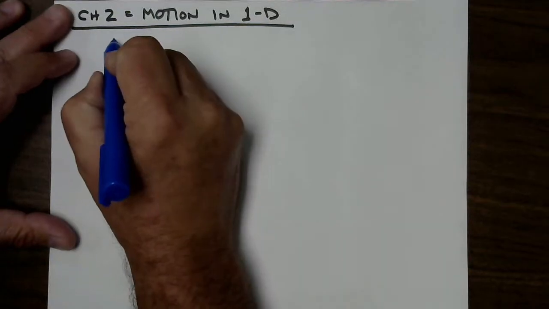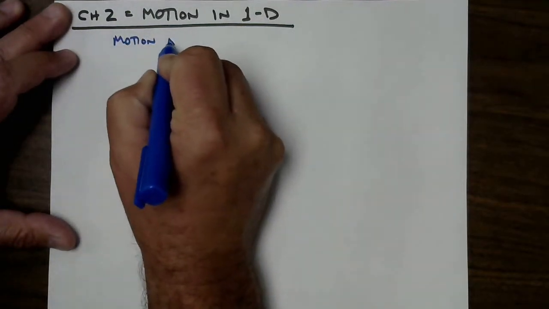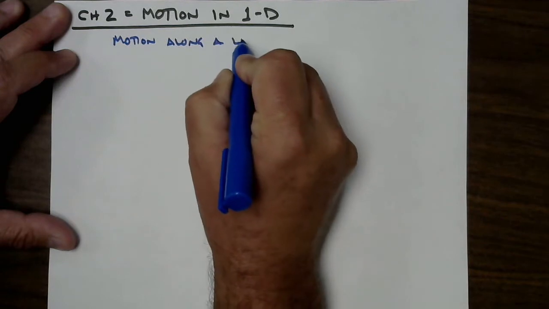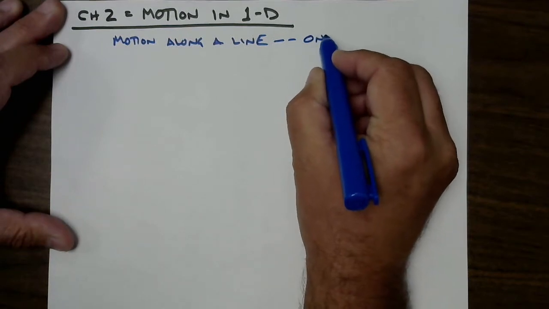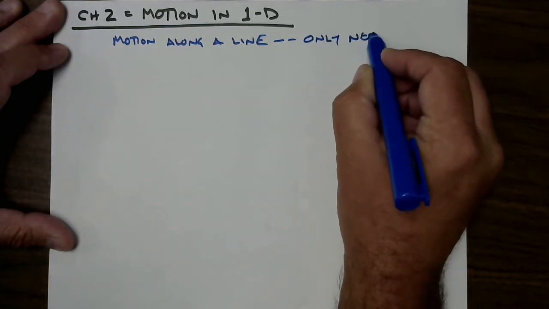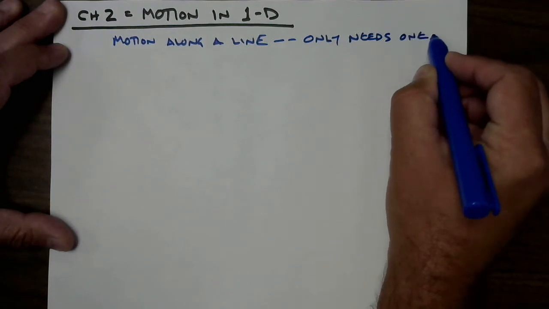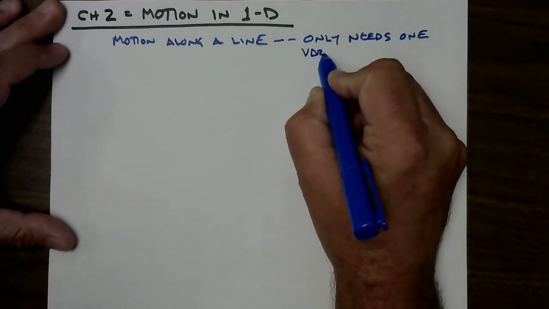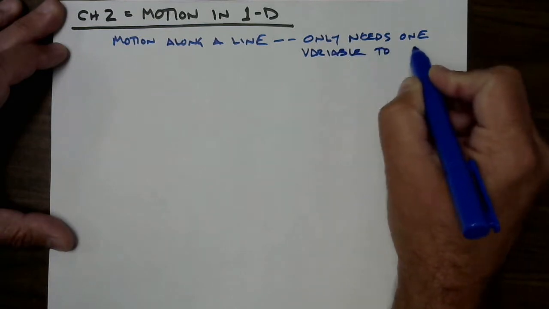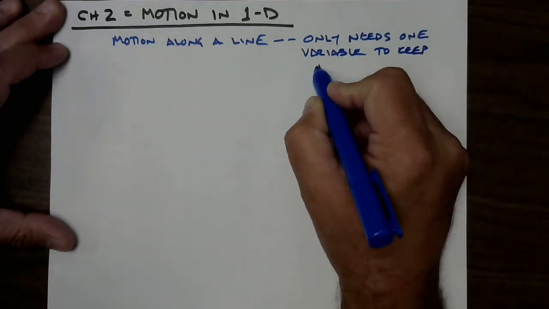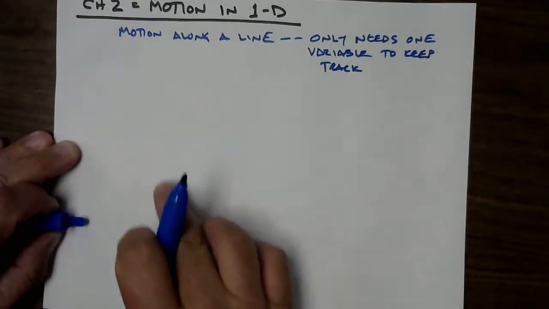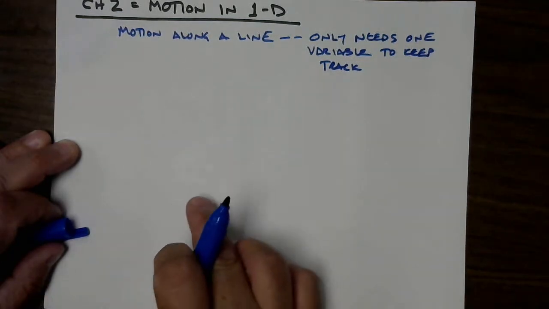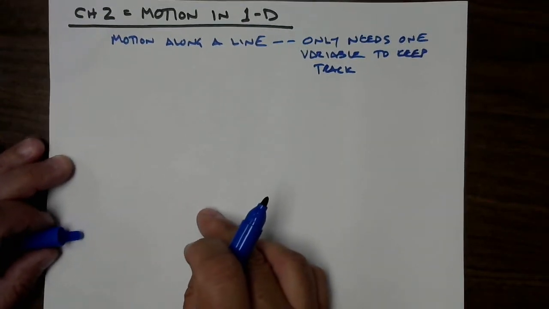Motion in one dimension. Now that means motion along a line. And the reason that's important is it only needs one variable to keep track of position. So if you moved along a plane, you would need an X and a Y, in 3 dimensions, an X, Y, and a Z up and down. But in one dimension, you only need an X to keep track of things.